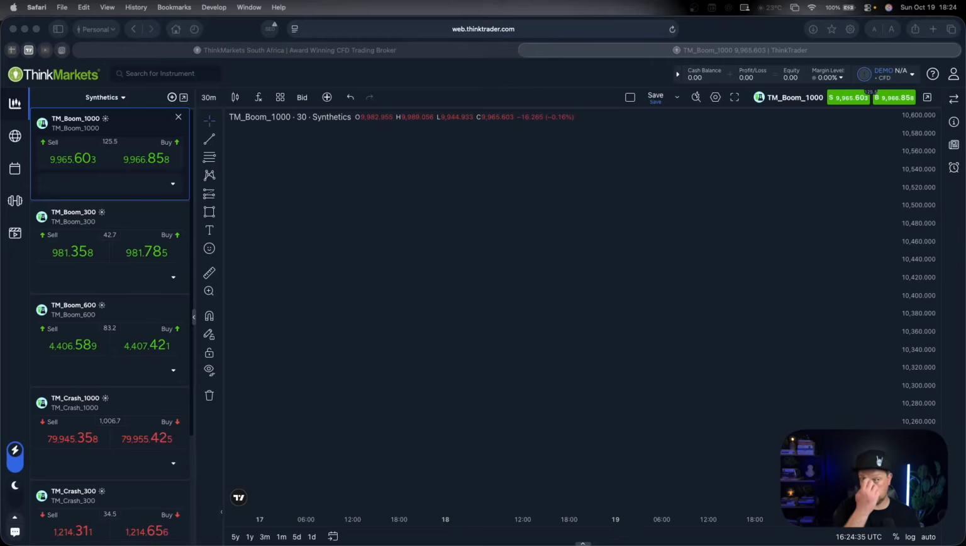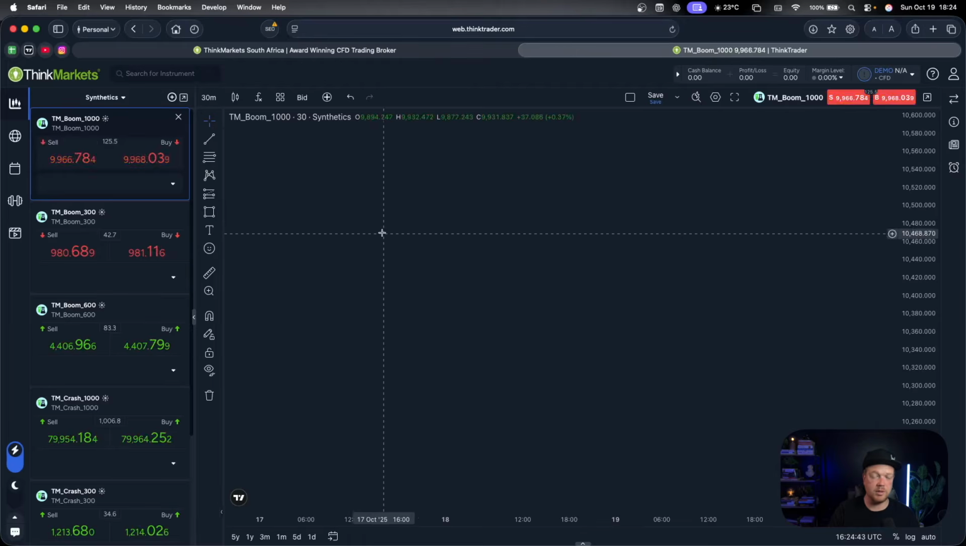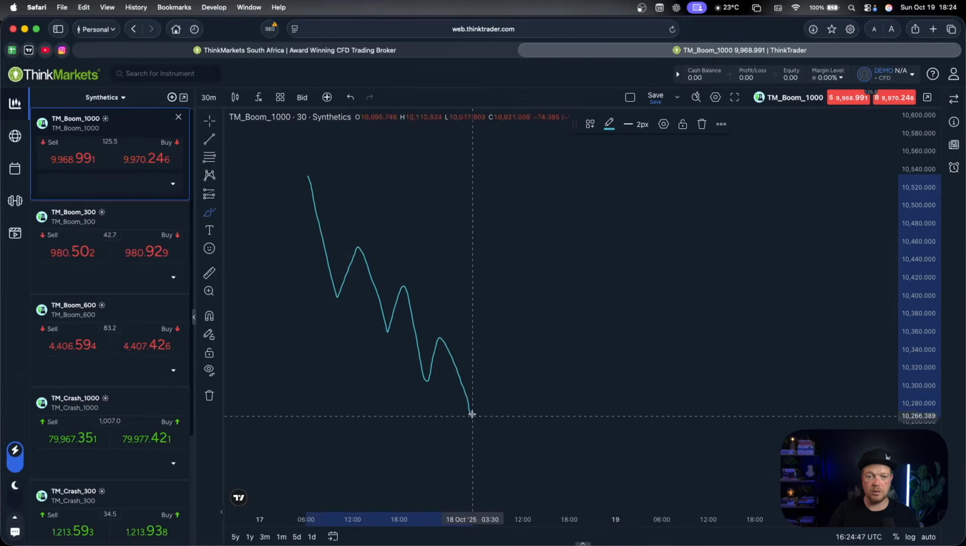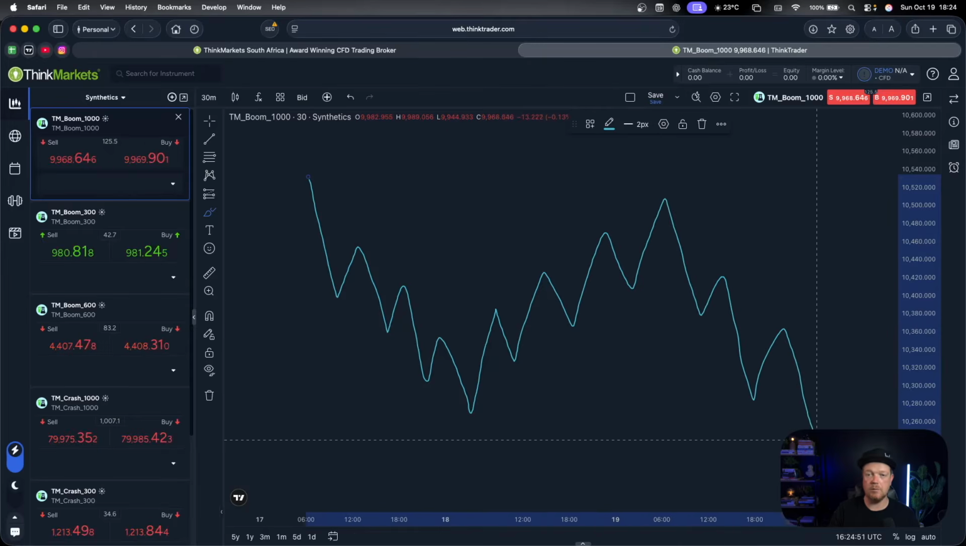So really quickly, let's just talk a little about strategy. This strategy I trade basically every single time. When we have price action going like this, then again, I'm going to sell Crash and buy Boom. So if this is the market structure, right?